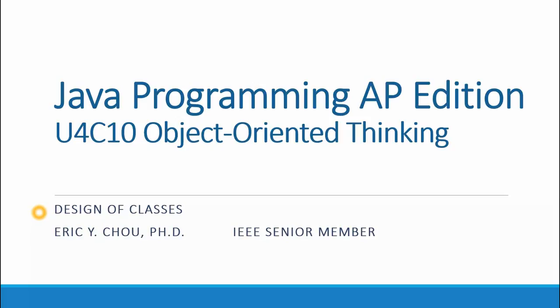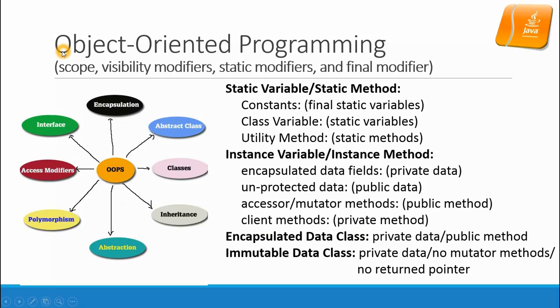In Chapter 10, we will review what we have learned in Chapter 9 for design of classes. First, let's look at the topics in object-oriented programming: scope, visibility modifier, static modifiers, and final modifier. Static variables and static methods are used to declare class data and methods. We can declare a class constant using final static variables.